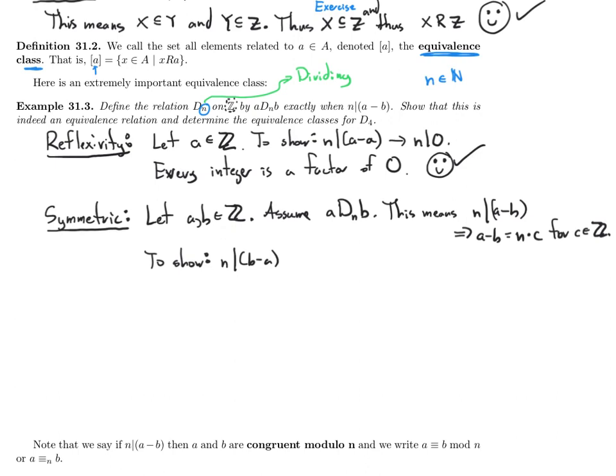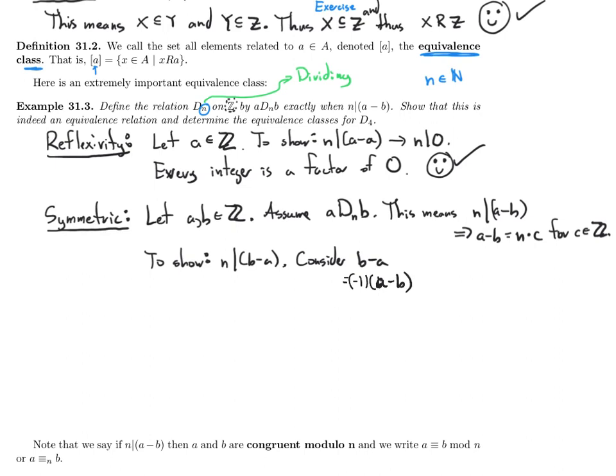Okay, so that's what we need to show for this to be true. So let's consider it. And we need a way of using our if part here, our assumption. We know A minus B equals n times C. Here I have B minus A, but I can just factor out a negative 1 here. This is the same thing as negative 1 times A minus B.